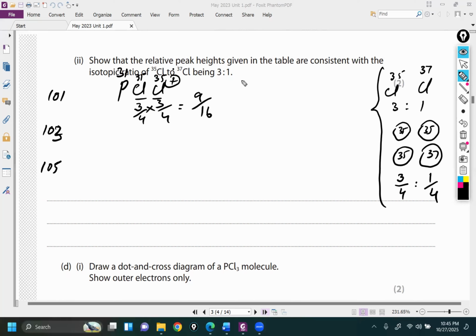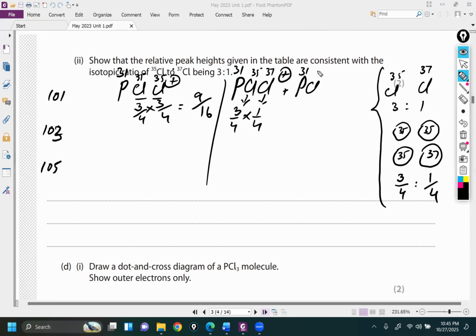For the second ion, phosphorus is 31, chlorine is 35, the other chlorine is 37. Here, chlorine 35 has probability 3/4, while chlorine 37 is 1/4. But here we will take both arrangements. Again, phosphorus 31, now chlorine 37 with chlorine 35, so this is 1/4 times 3/4. So we will get 3/16 plus 3/16, so the total will be 6/16.